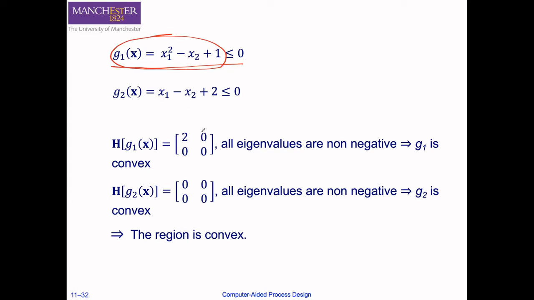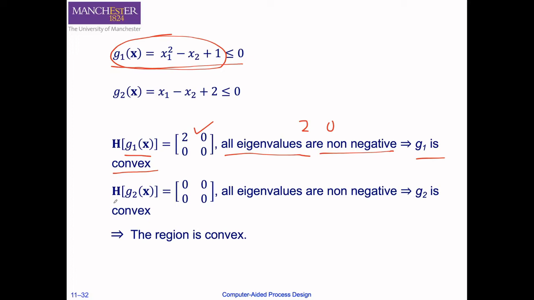We can calculate the Hessian matrix of this constraint function g1(x). We can get all eigenvalues, which are 2 and 0. Both are non-negative. That means the Hessian matrix is positive semi-definite. Then we can conclude g1(x) is convex.